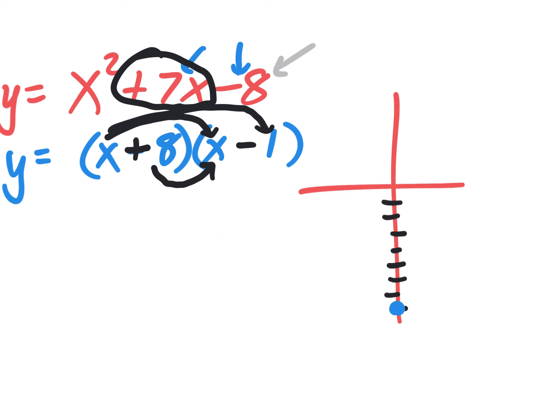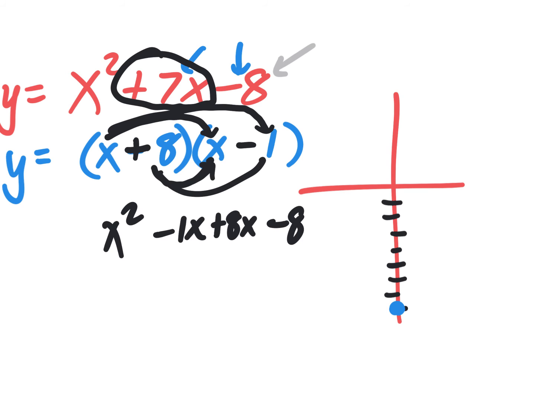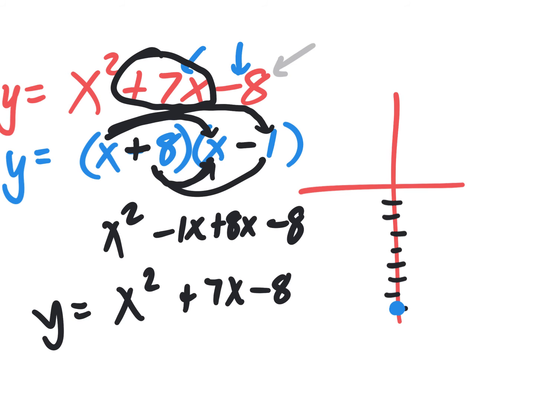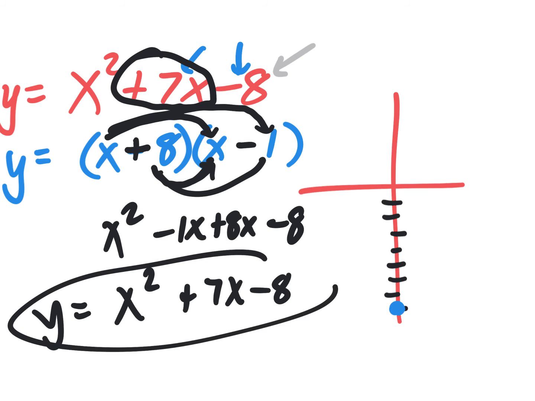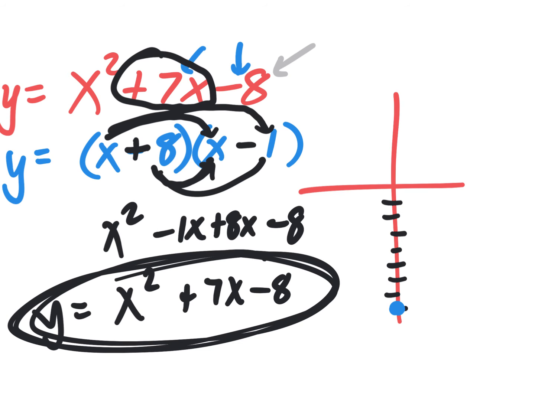So you check it, and you go x squared, outside negative 1x, inside positive 8x, last negative 8. And did it actually work? Yeah, it did. Cool. Well, that's what you had in the first place. You just wasted all your time. No, I was checking it to make sure it's working.